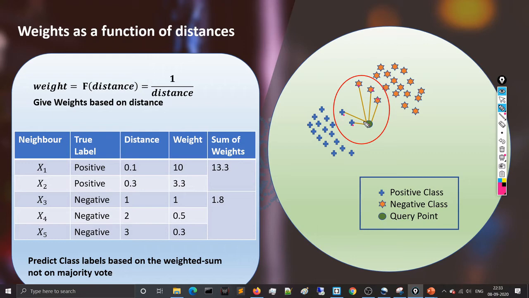Now we have to give separate weights to each of the 5 neighbors. Then what is the strategy of giving the weights to the neighbors? What I feel is the most general and easy way is to consider weights as a function of distances, because logically we are saying that the distances are small, so it should belong to the positive class, right? So it would be better if we calculate weights as a function of distances itself.